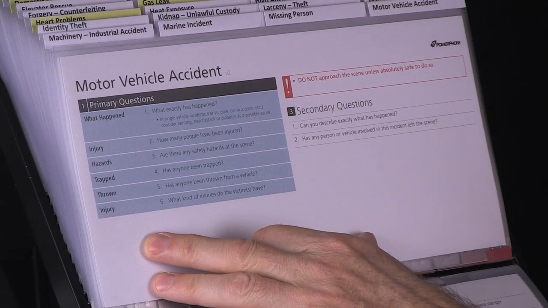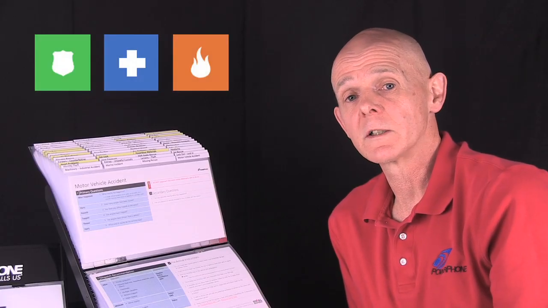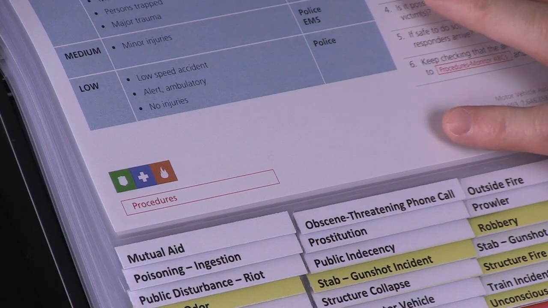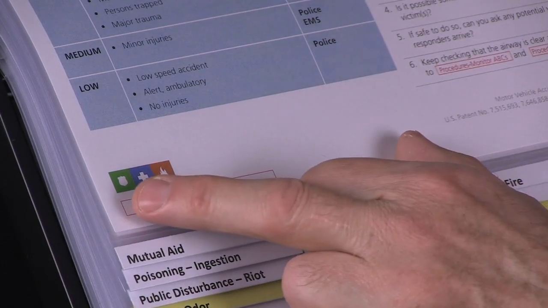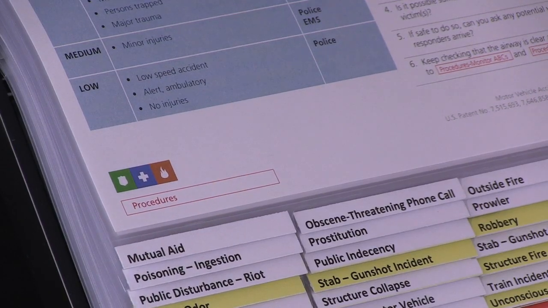A motor vehicle accident, as we know, is a common occurrence, and one that's likely to require all three disciplines to attend. Here we're showing that this protocol is used in the certification training course for law enforcement, emergency medical dispatch, and fire service dispatch.